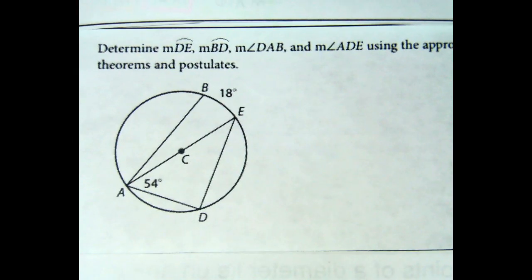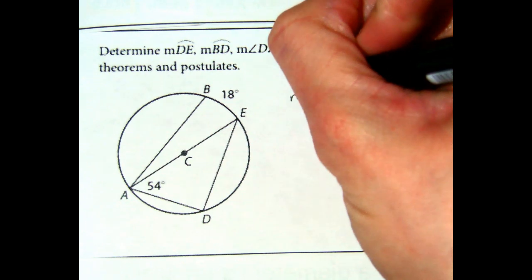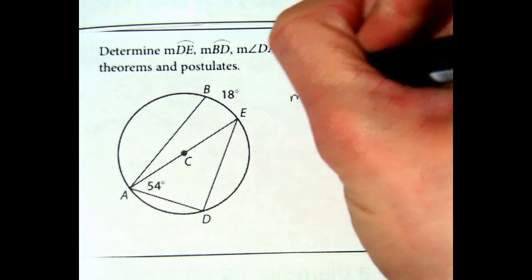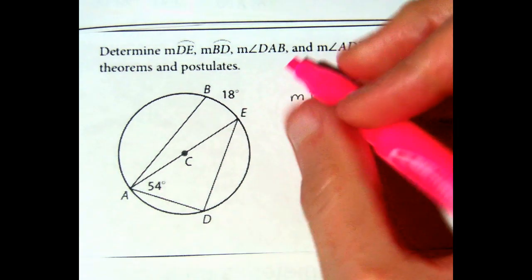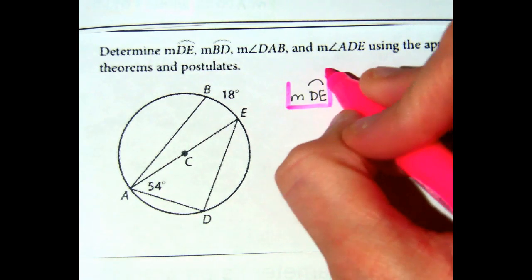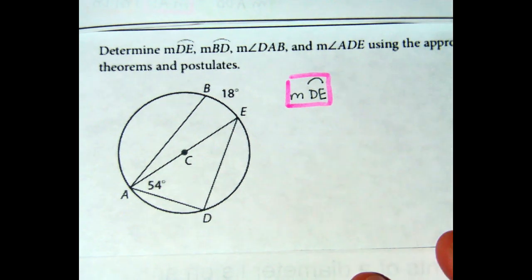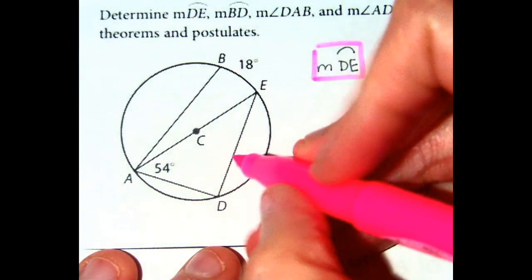So, this example says we are supposed to find DE, the arc, BD, the arc, and the measure of DAB and the measure of ADE. We are going to start, obviously, with the first one, which says find the measure of DE. So the measure of DE, the arc. I'm going to do all of that work with a pink highlighter. I'm going to start by highlighting DE, the arc.